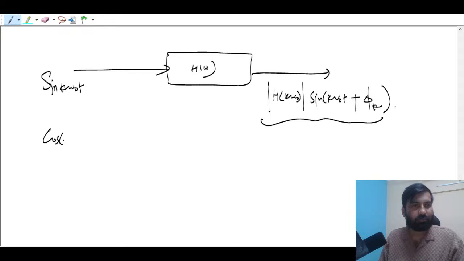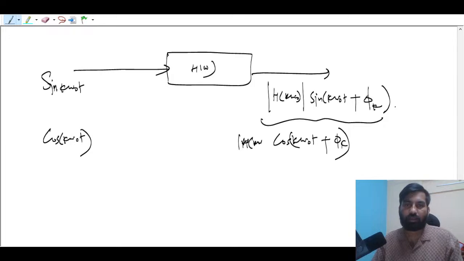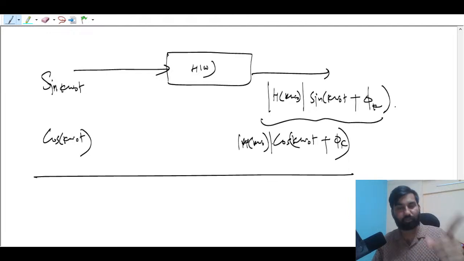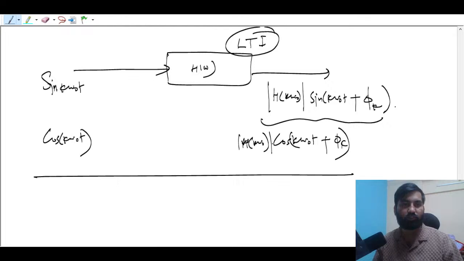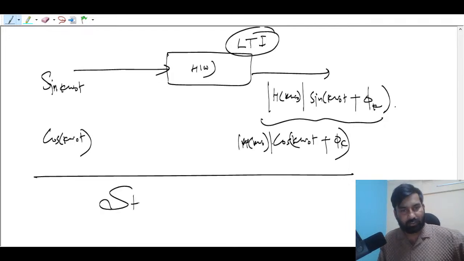If it is cosine k omega naught t here, the output is also going to be cosine k omega naught t plus phi_k, the phase, and this is the magnitude or amplitude, which is evaluated at the input frequency, and this is the property of an LTI system, right? So this is also known as steady state response. What do we call it? Steady state response.